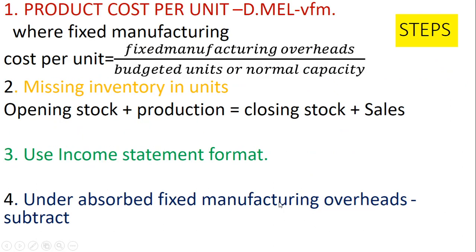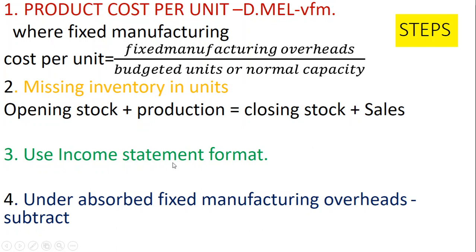So let's move forward to the steps for solving. Number 1, you need to find the production cost per unit by using the code DMEL-VFM, and you might have to find the fixed manufacturing cost per unit if it's not given in the question. The formula is fixed manufacturing overhead divided by budgeted units or normal capacity, whichever is given. Then you need to find the missing inventory. The formula is opening stock plus production equals closing stock plus sales. If you use this equation, you can find any of the missing data.